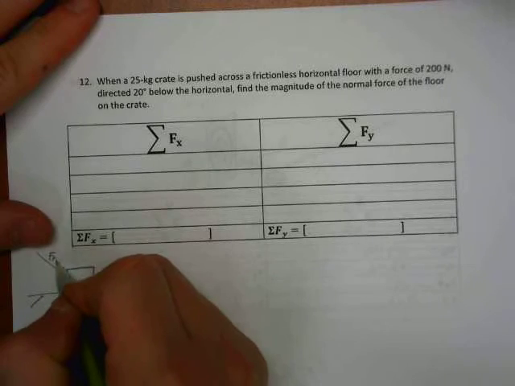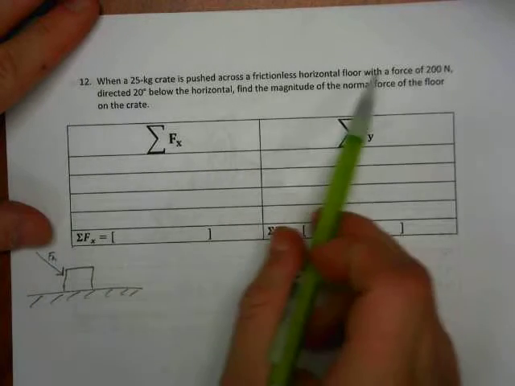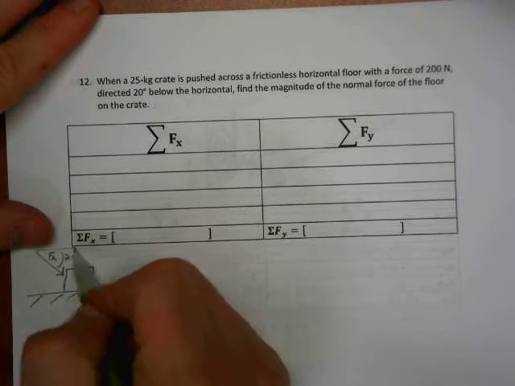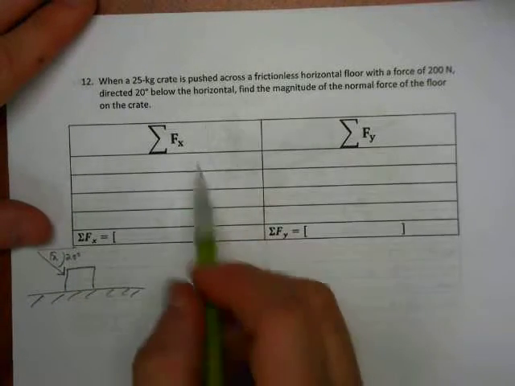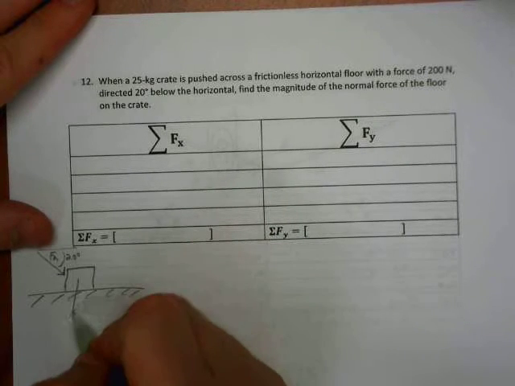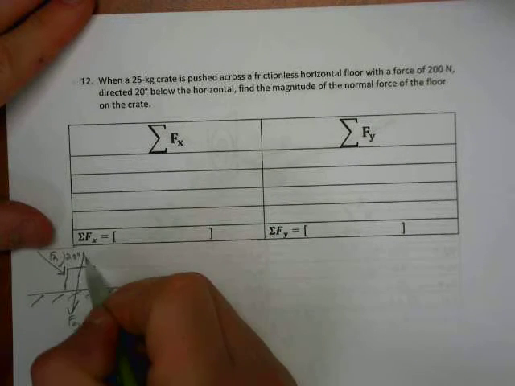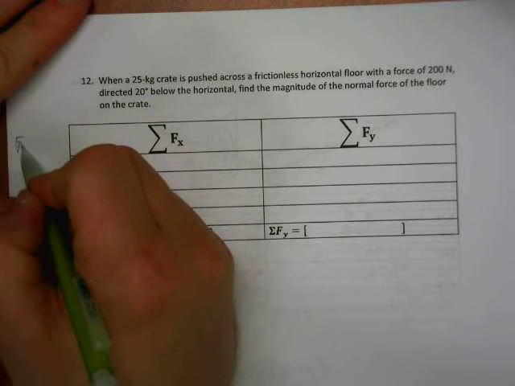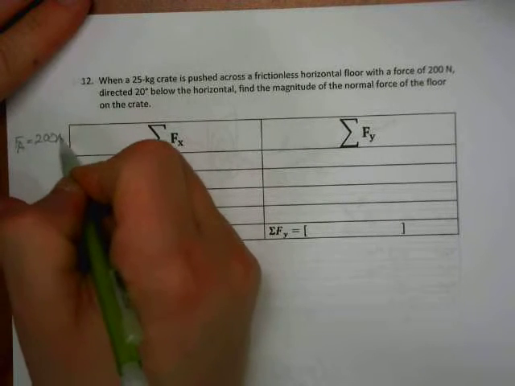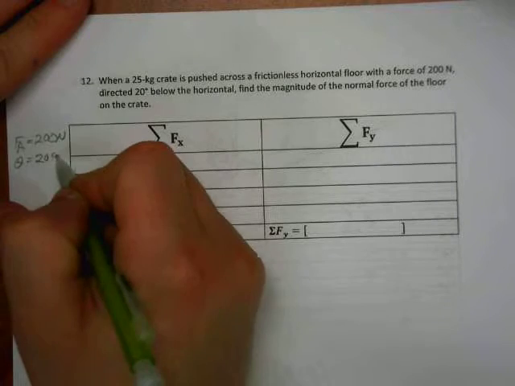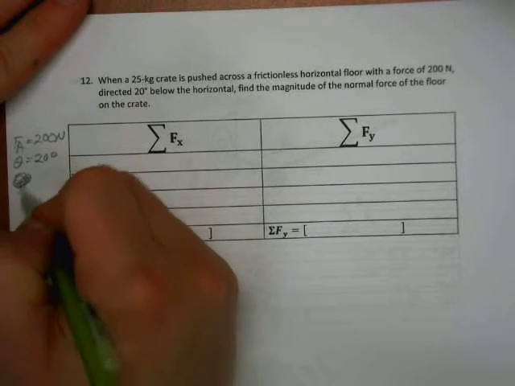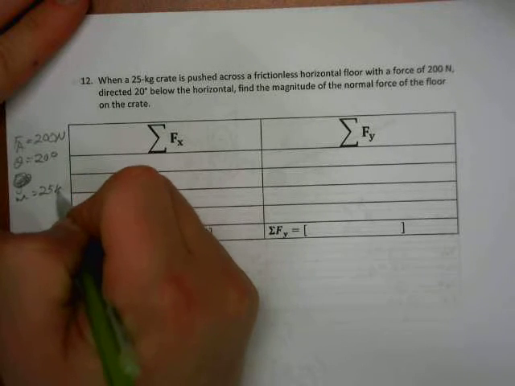I'm going to come in with this force FA, 20 degrees below the horizontal, and we have FG, we have the normal force. So let's write down what we know. FA equals 200 newtons, theta equals 20 degrees, mass equals 25 kilograms.